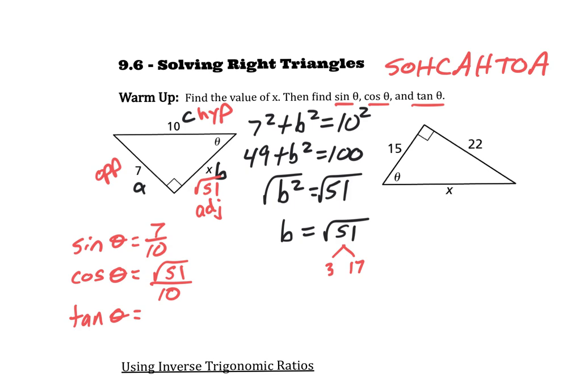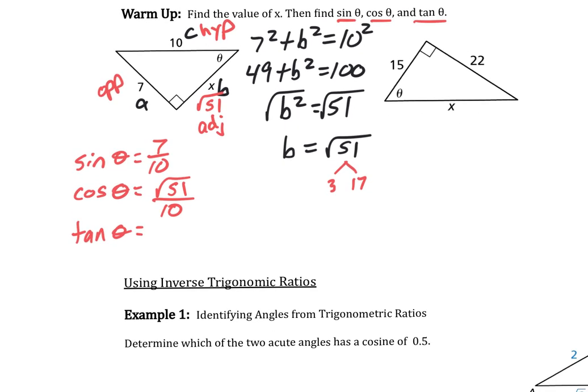For the tangent, tangent is opposite over adjacent. So here's my opposite side, here's my adjacent side. So we're going to do 7 over radical 51. Is it okay for me to leave that ratio like that? No, we can never leave a radical on the bottom. How do we get rid of the radical 51 out of the bottom? Multiply by that same radical.